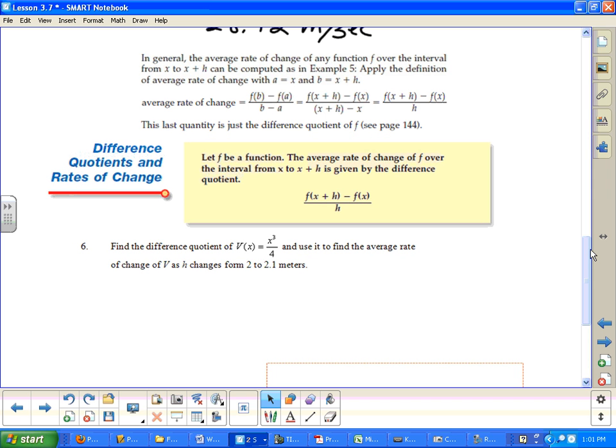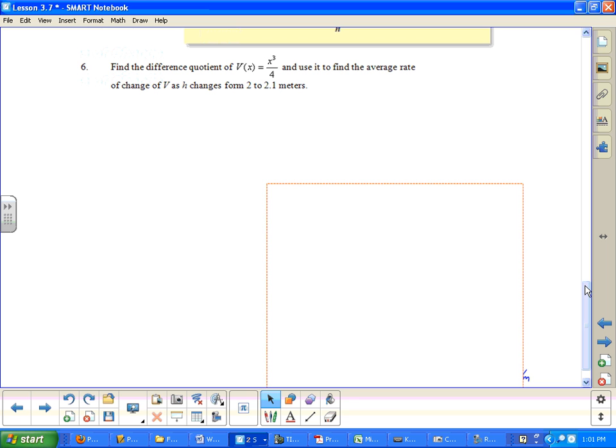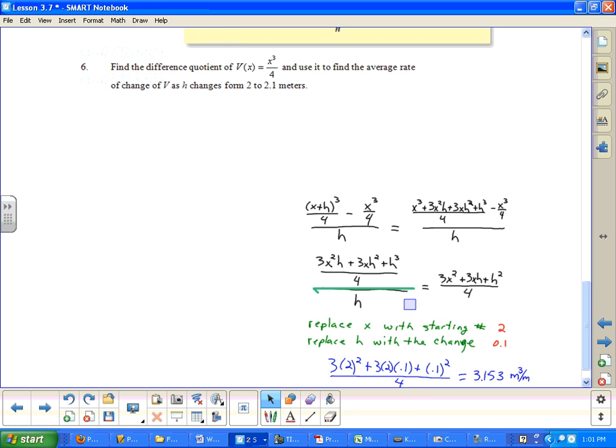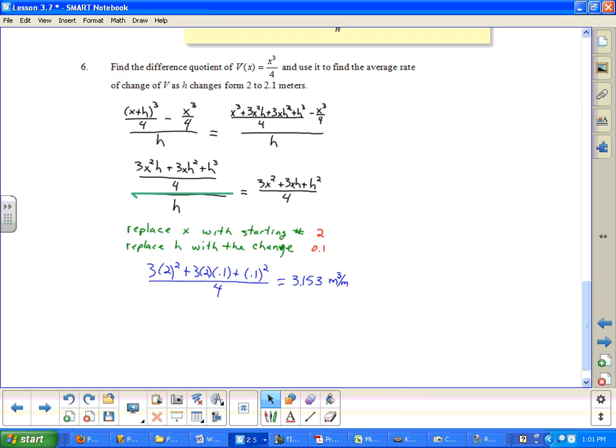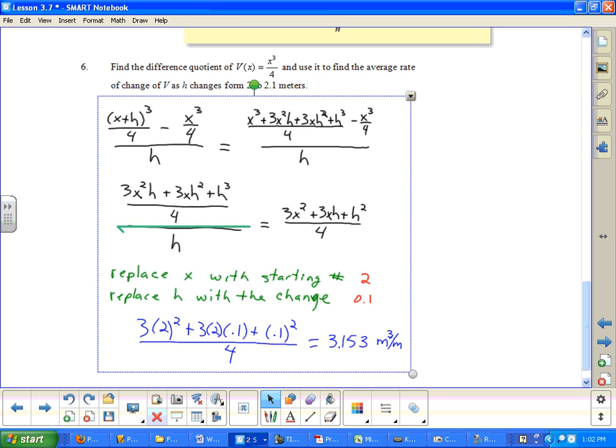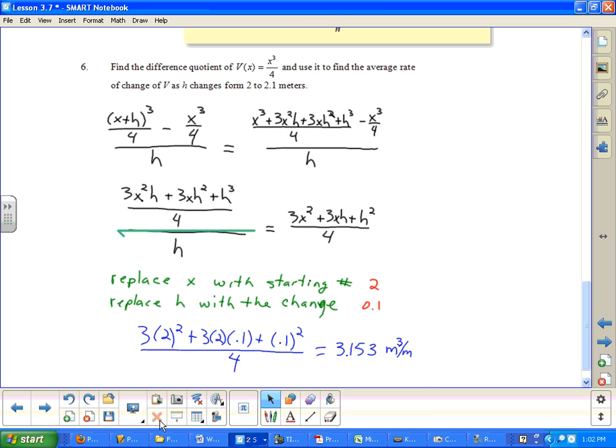So the average rate of change can be found by using the difference quotient also. And for number 6, if we use the difference quotient, it would look like this. All right, this was number 6 then. And I know how to cube x plus h, and so I did.